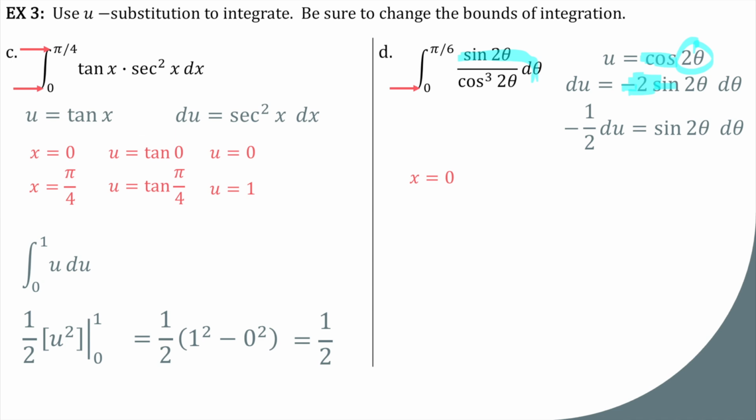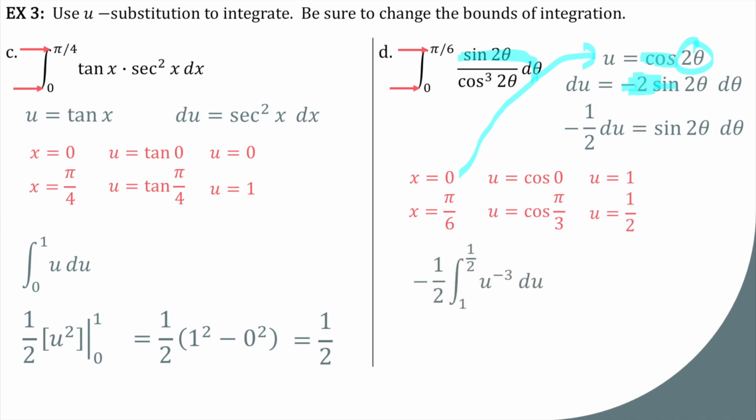So if x equals 0, we'll plug that in here. Cosine 2 times 0 is cosine of 0, which is 1. Pi over 6, cosine 2 of those, so cosine pi over 3 gives us 1/2, and now we have our new problem. But I see a problem. Our lower bound is 1, and our upper bound is 1/2. 1 is bigger than 1/2, so we're kind of going backwards here. So I'm going to have to switch those.